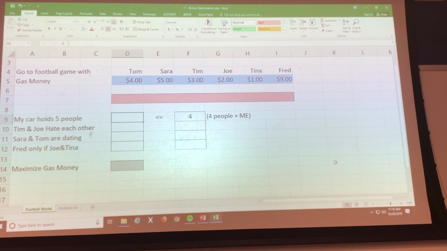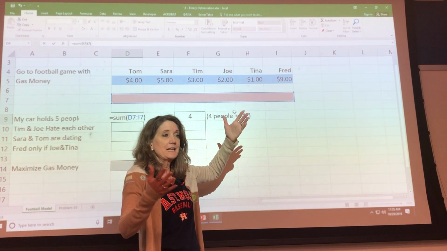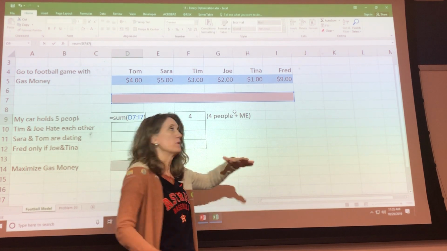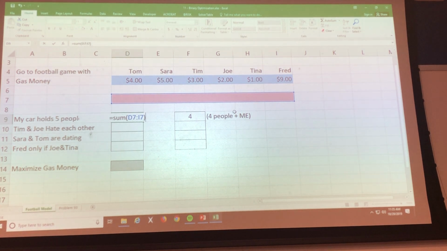Well, the sum of that range where we are asking Excel to put 0s and 1s. These people go or they don't go. If all it was trying to do was maximize gas money, everybody would go, right? But everybody can't go because the car won't hold everybody. So we have to make sure that no more than 4 1s appear up here. Then no more than 4 people are going to be able to go. So we sum up D7 through I7 and make sure that that's less than or equal to 4.